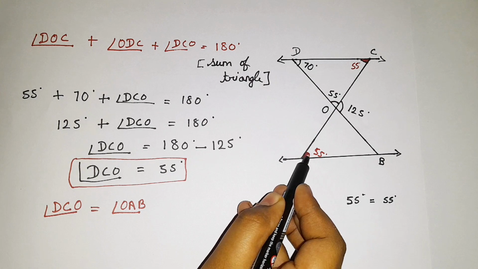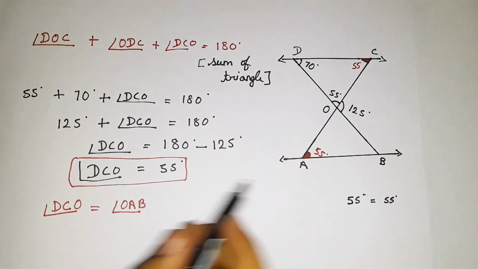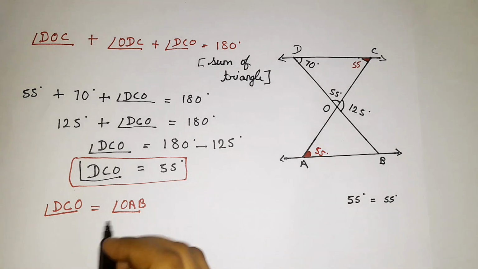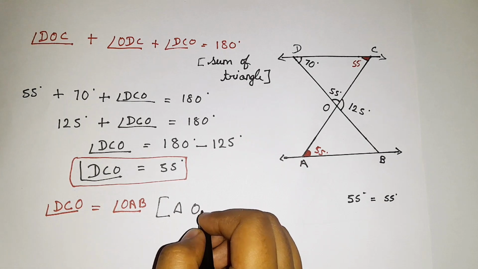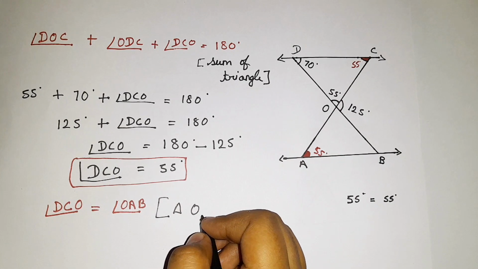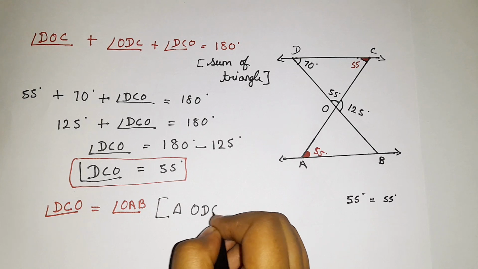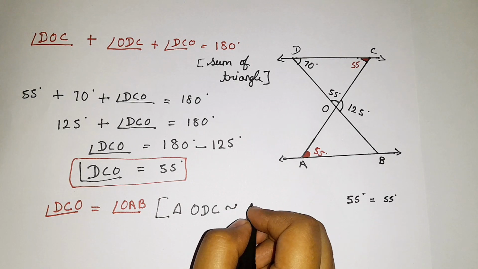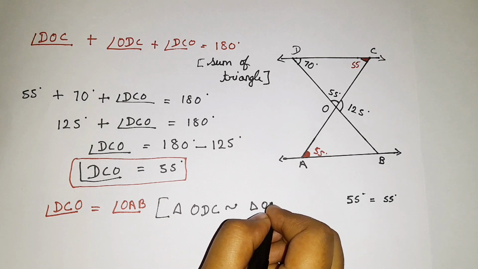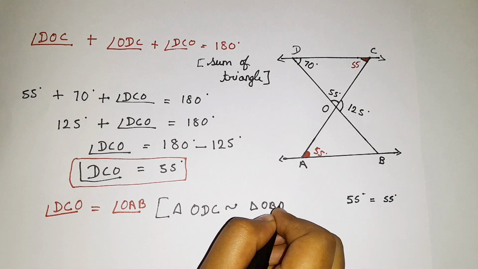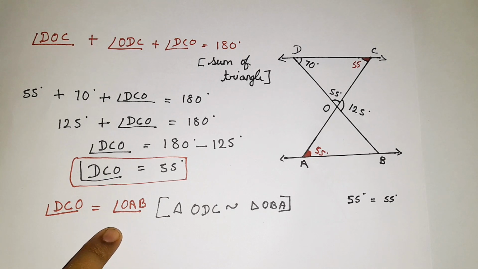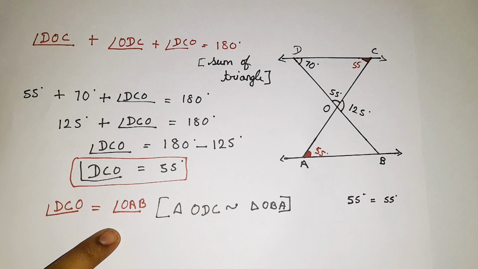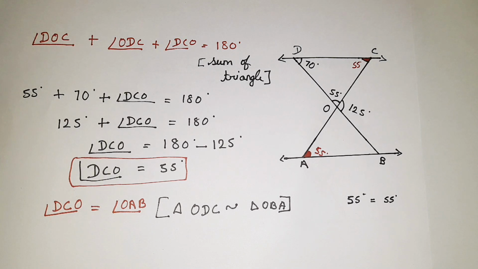So why is it 55 degrees? Because according to the question, they had already mentioned triangle ODC is similar to triangle OBA. So it is mentioned in the question. Just because of this, they both have the same value. Even now if you don't understand, don't worry, I'll write it here.